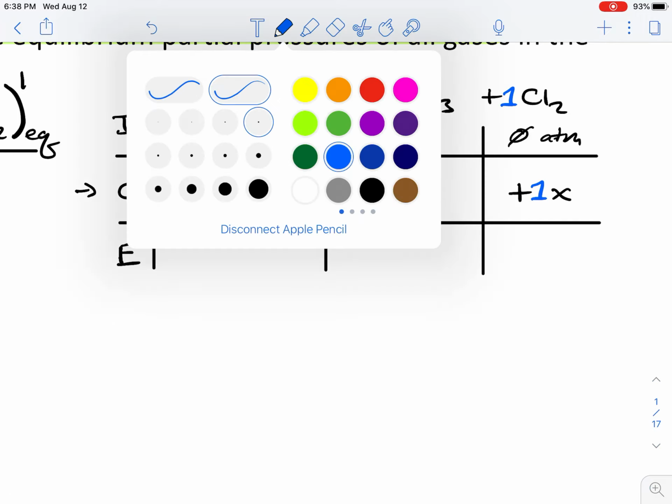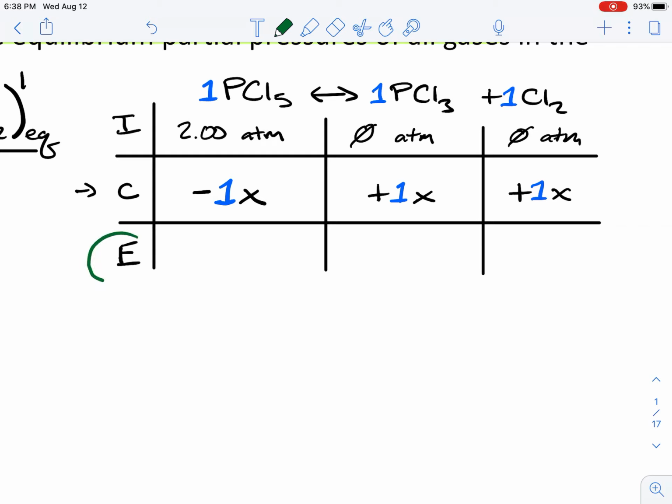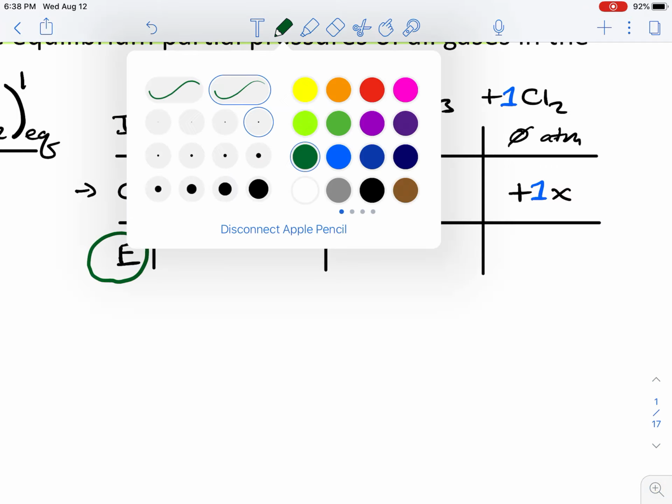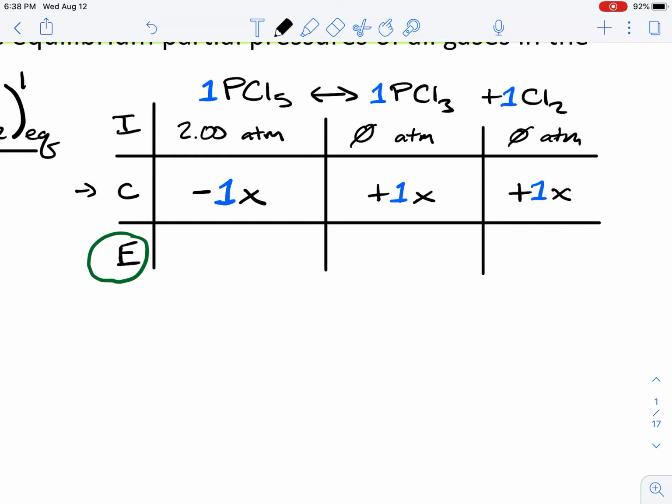Now, for the equilibrium concentration, we're simply going to add down the column. And so, if you recall from the previous lecture video, I plus C equals E. And so when we add down, what we get is simply 2.00 minus x, and then 0 plus 1x is just x, 0 plus 1x, that's just x.